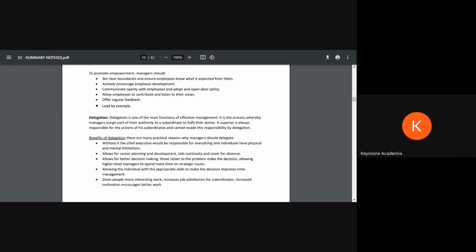Okay, now actively encourage employee development. I think this has been said by somebody. Communicate openly with employees and adopt an open door policy. This is very important, but I don't think anybody told this, but it's fine. You can know it. The next one is allow employees to contribute and listen to their views. I think this has been said.